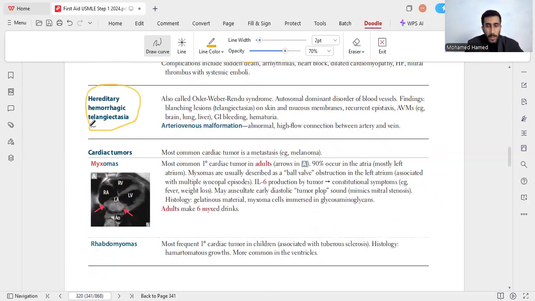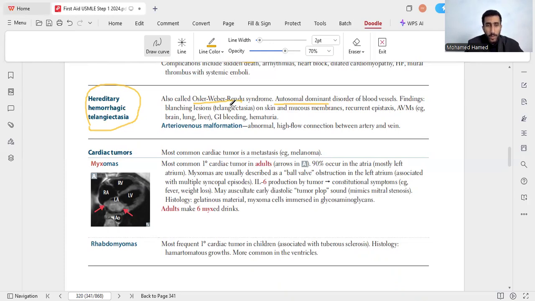The next topic is hereditary hemorrhagic telangiectasia. The name tells a lot about the disease. First, hereditary: it is an autosomal dominant disorder of blood vessels, of course, hemorrhagic. The other name for hereditary hemorrhagic telangiectasia is Osler-Weber-Rendu syndrome. Osler-Weber-Rendu syndrome, aka hereditary hemorrhagic telangiectasia.